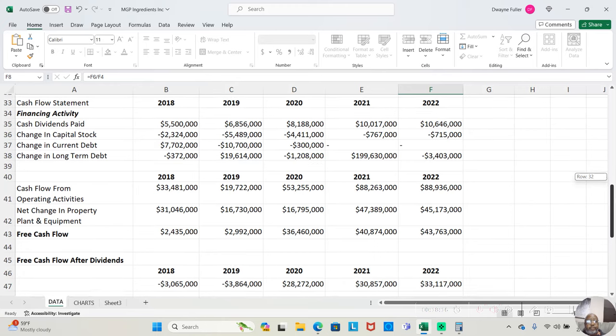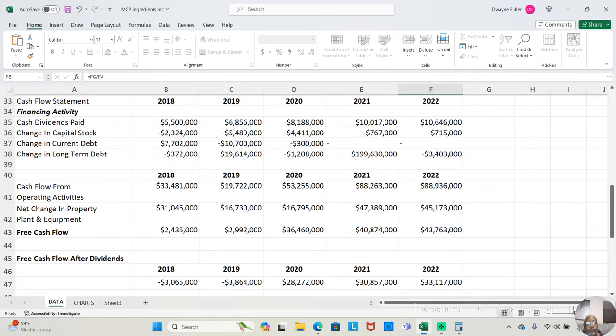Now, this company does pay a dividend. That means they're giving money to the shareholders, rewarding the shareholders for each share. They paid $5,500,000 in dividends in 2018, $6,856,000 in 2019, $8,188,000 in 2020, $10,017,000 in 2021, and $10,646,000 in 2022.